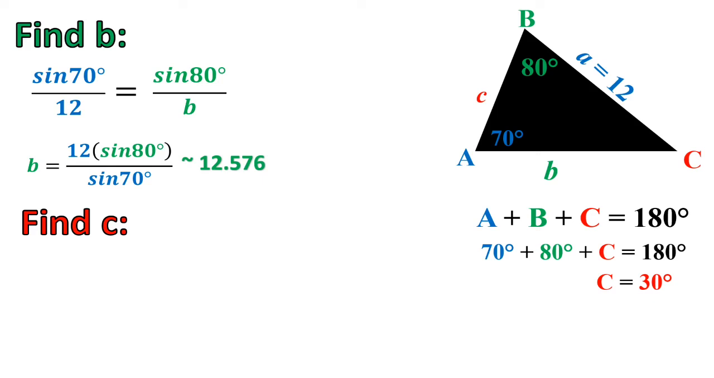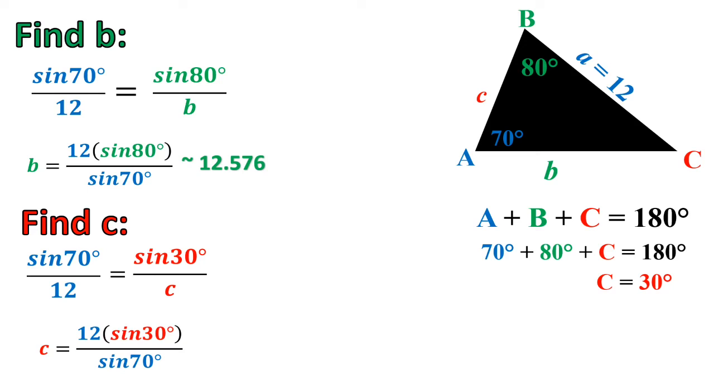We will start with the side and corresponding angle we know, set equal to sine of angle C over side c. To solve for c, cross multiply and divide. Making sure your calculator is in degree mode, 12 multiplied by the sine of 30 degrees divided by the sine of 70 degrees is approximately 6.385. We have solved the triangle.